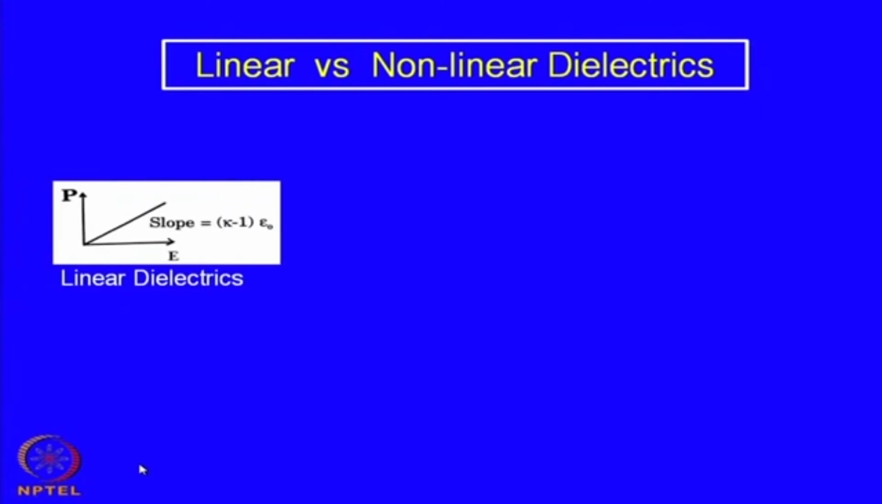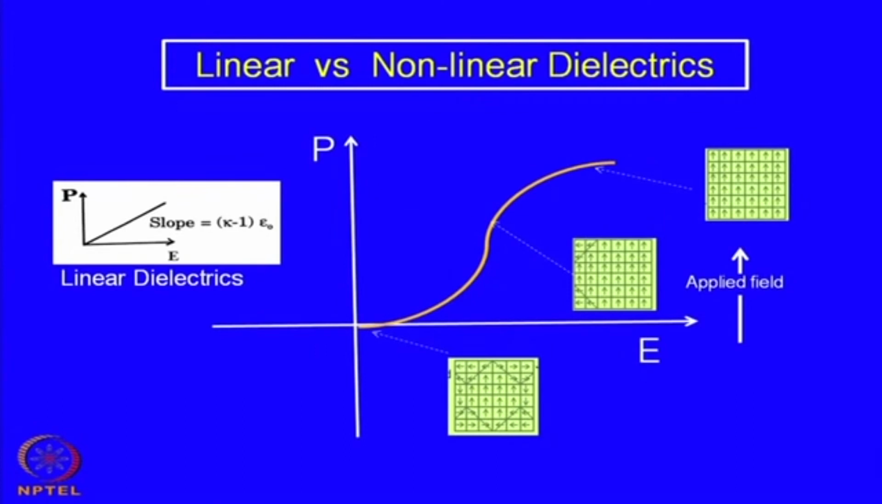This is what we mean by linear dielectrics and nonlinear dielectrics. On the left you have a linear dielectric, where the relationship is as shown in one of the earlier classes, and the slope is proportional to the dielectric constant. On the right we have the nonlinear dielectrics, which we see in the case of ferroelectric materials.